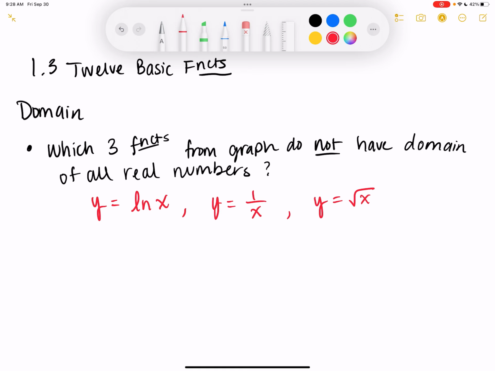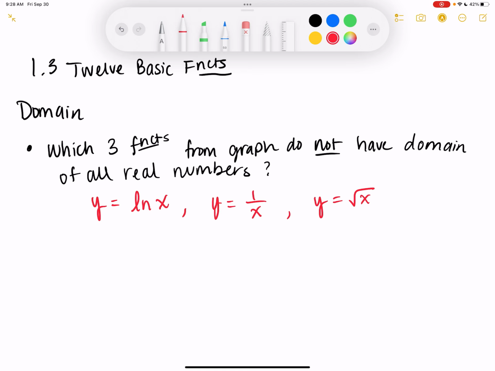And then for the reciprocal function, the denominator can't be 0. So 1 over 0 would not work, so it's not in the domain. That's not a real number. And then the natural log, you're just going to have to take my word for it at the moment. You can't have 0 inside the logarithm. That's all. Okay.